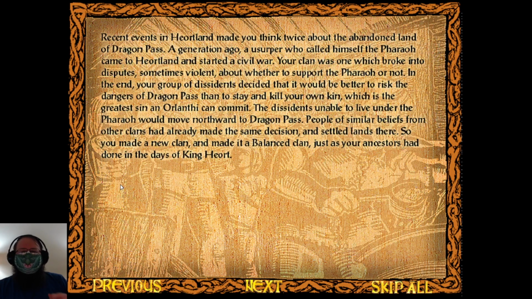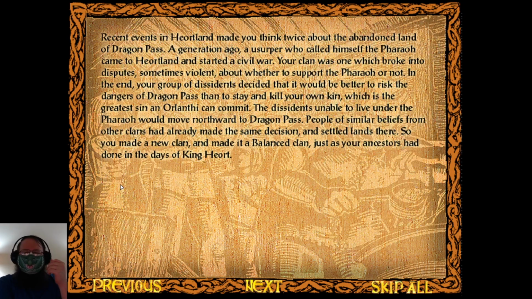A generation ago, an usurper who called himself the Pharaoh came to Hjortland and started a civil war. Your clan was one which broke into disputes, sometimes violent, about whether to support the Pharaoh or not. In the end, your group of dissidents decided that it would be better to risk the dangers of Dragon Pass than to stay and kill your own king, which is the greatest sin an Orlanthi can commit.